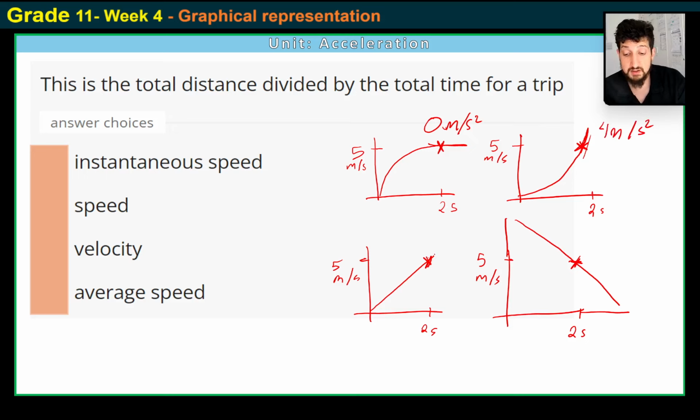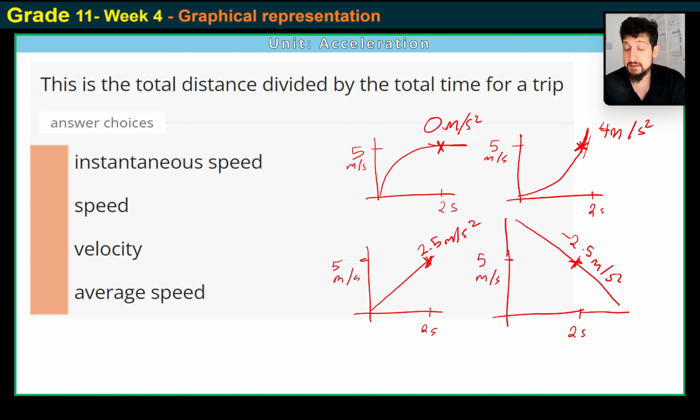Over here, it's nearly consistent. It's very constant, so it's about 2.5 meters per second squared. And over here, it's negative, I would say about negative 2.5 meters per second squared. So even though the instantaneous velocity is exactly the same, the acceleration is different. So just be careful with that point. All right, hopefully that made sense.